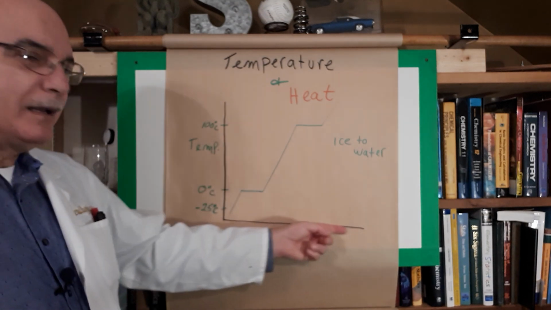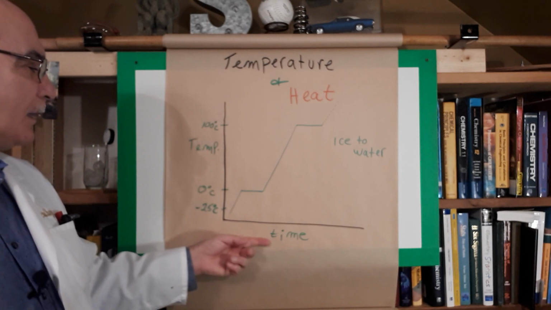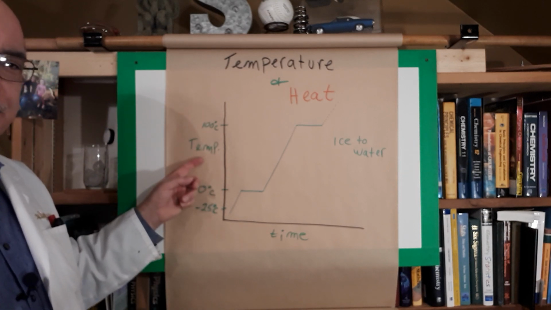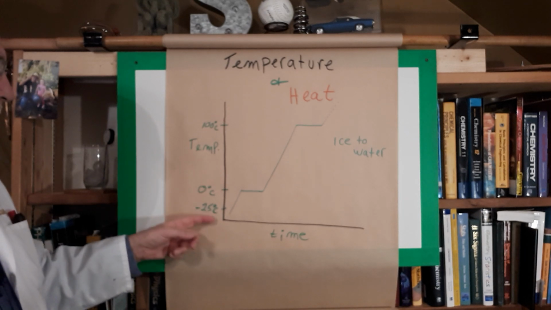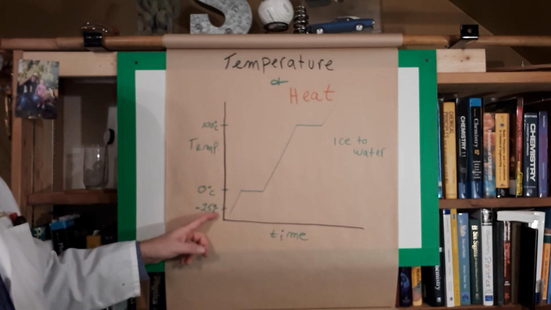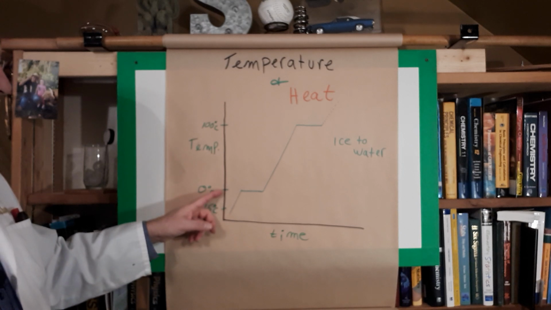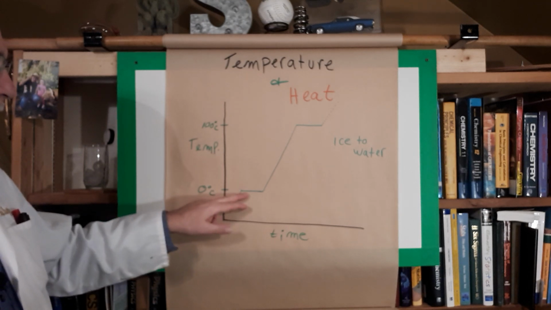Along the bottom, the x-axis is time. And on the y-axis, I have temperature, and this is in degrees Celsius. Down here is minus 25 degrees Celsius. 0 degrees Celsius, well, this is the temperature of ice.